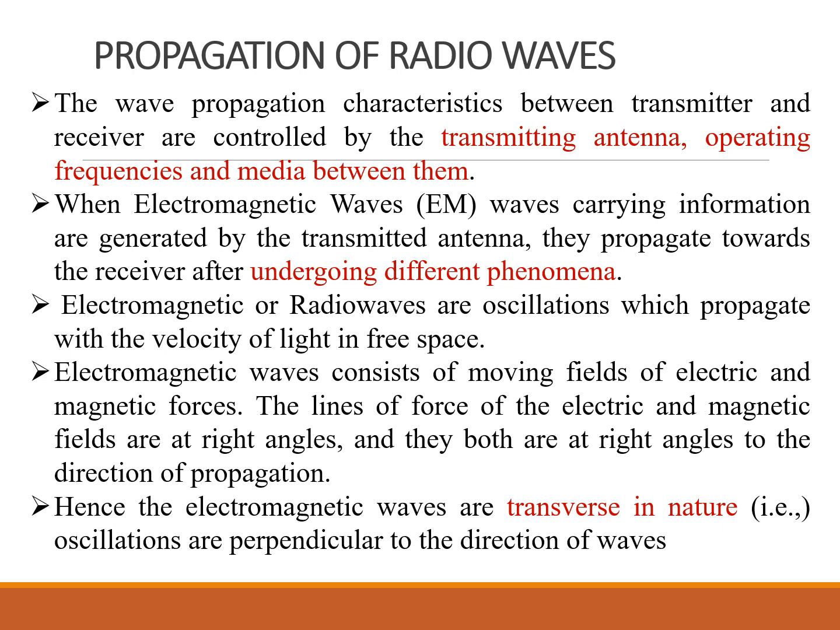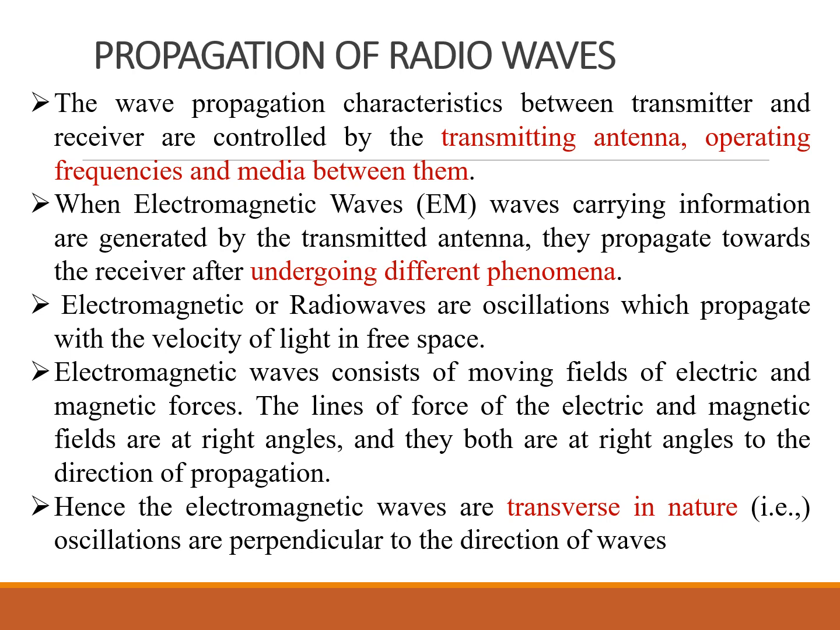Propagation of radio waves. The wave propagation characteristics between the transmitter and receiver are controlled by the transmitting antenna, operating frequencies, and the media between them. So whenever the signal travels from the transmitting antenna to the receiving antenna, it undergoes various phenomena, which will be described in the next slide.